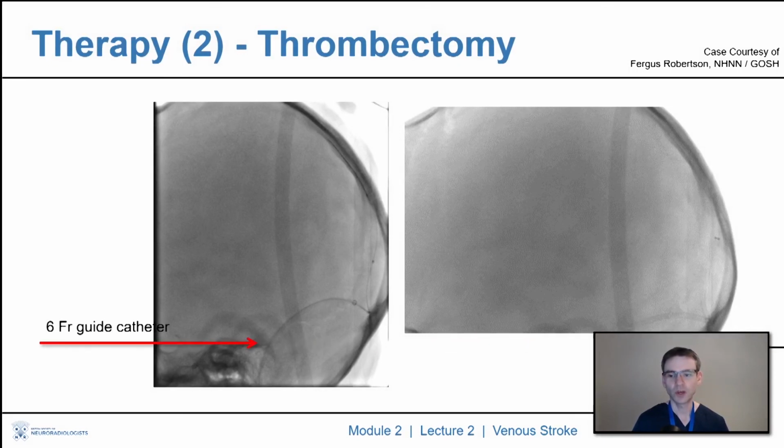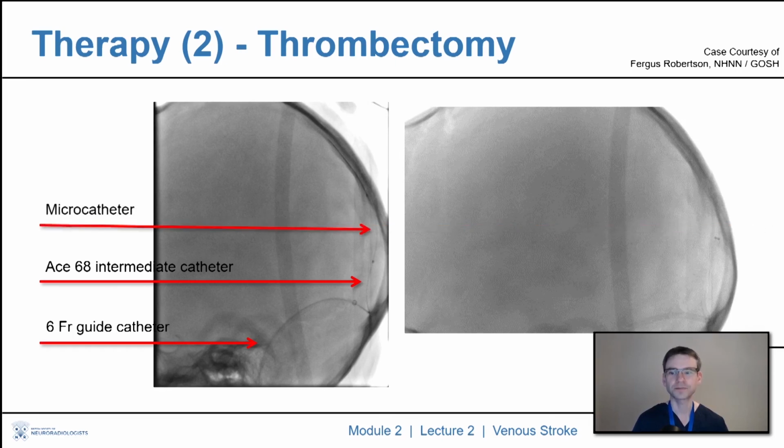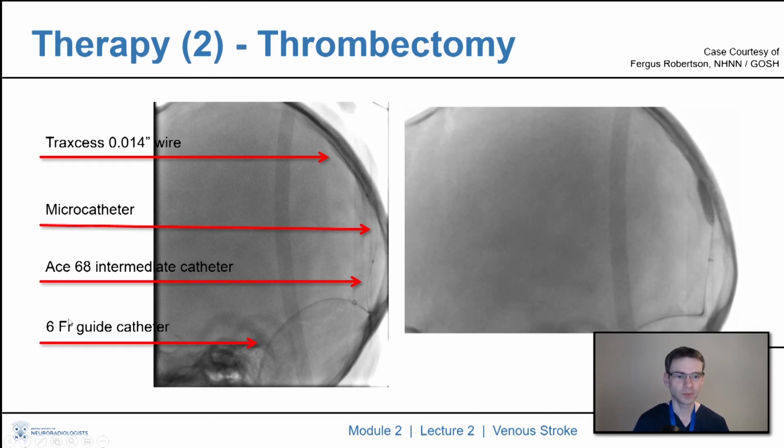So here are the images with a guide catheter coming through the venous system, through the sigmoid and transverse sinus. We see an intermediate catheter going through the torcula into the superior sagittal sinus. Then a microcatheter and the dense access wire in the superior sagittal sinus. And then if I play the video, you can see that there's a balloon inflated and the catheter is withdrawn through the superior sagittal sinus while suction's being applied to try and aspirate the thrombus at the same time.